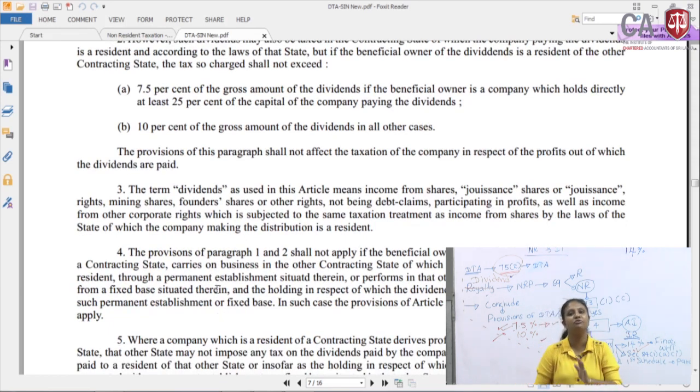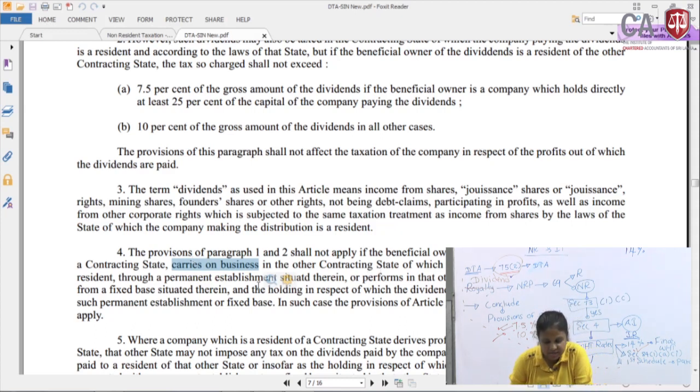Now come to paragraph 4, the exclusion paragraph. The provisions of paragraph 1 and 2, underline or highlight, shall not apply if the beneficial owner of the dividend, being a resident of the contracting state C, carries on business. That means if this income is attached to the permanent establishment, it should be computed under the business income. The assessable income from business, assessable income from investment.